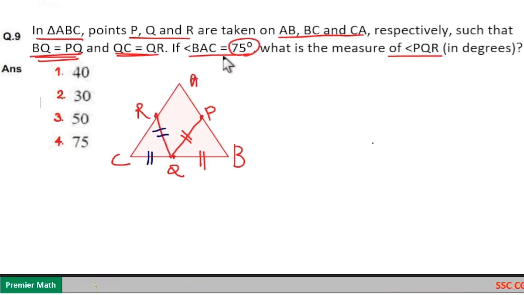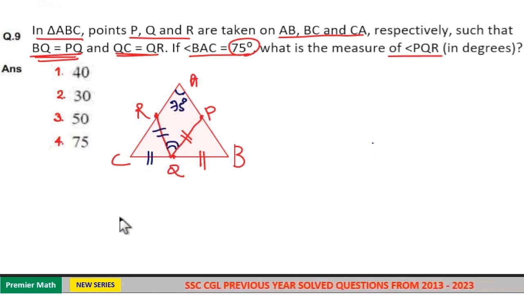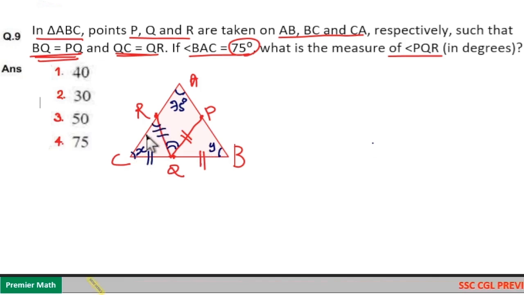Now angle BAC is 75 degree. So we have to find out the angle PQR, this angle. Now here in triangle ABC, this is 75. I'll take this angle as X and this angle as Y. Now if this is X, this is also X. And if this is Y, this is also Y. Because here in this smaller triangle, two sides are equal. Here also in this smaller triangle, two sides are equal. So these two angles are also equal.